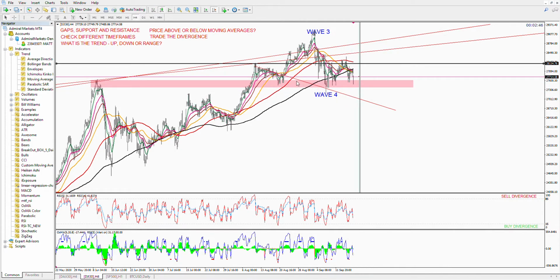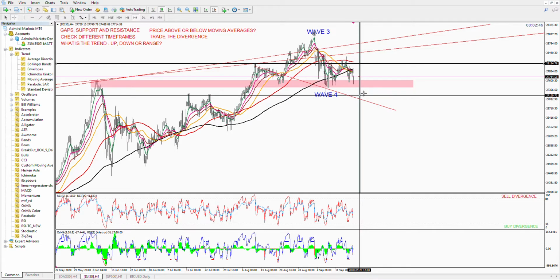One of the signs I'm going to be looking for when I do enter will be the divergence. At the moment we don't have price divergence between the two, so I would really like to see another drop down here on Wall Street.